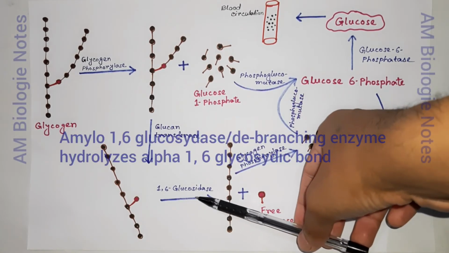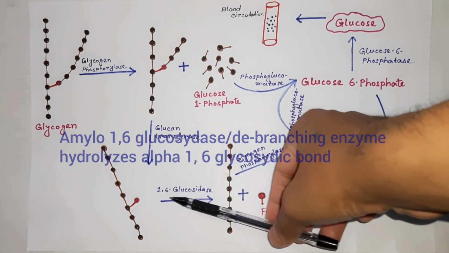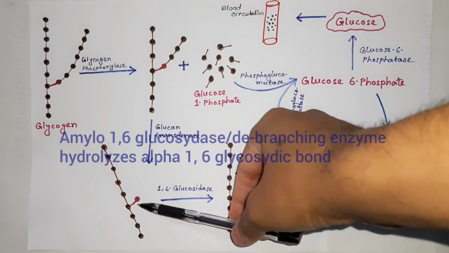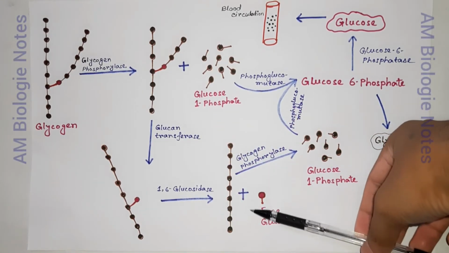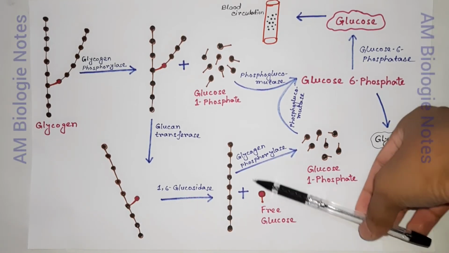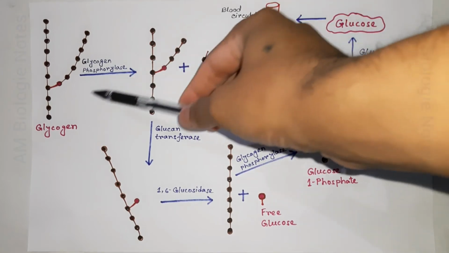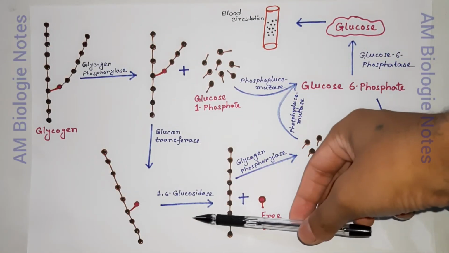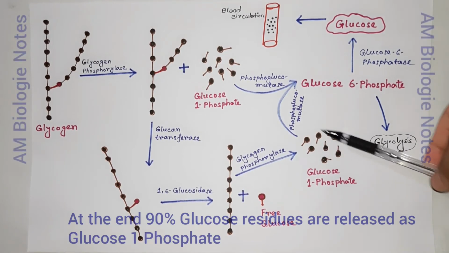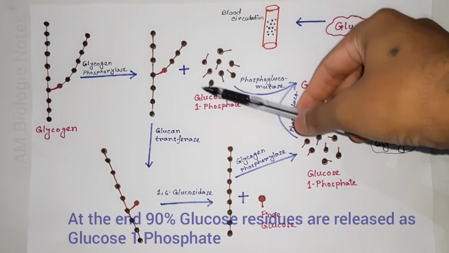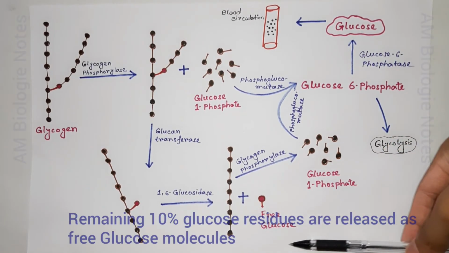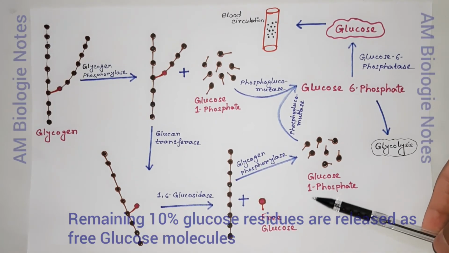Now, amylo 1,6 glucosidase or debranching enzyme hydrolyzes the alpha 1,6 glycosidic bond and releases that molecule as a free glucose. So, this same process will happen repeatedly on the branches of glycogen molecules. At the end, about 90% of glucose residues will be released as glucose 1-phosphate and the remaining 10% glucose residues will be released as glucose molecules itself.